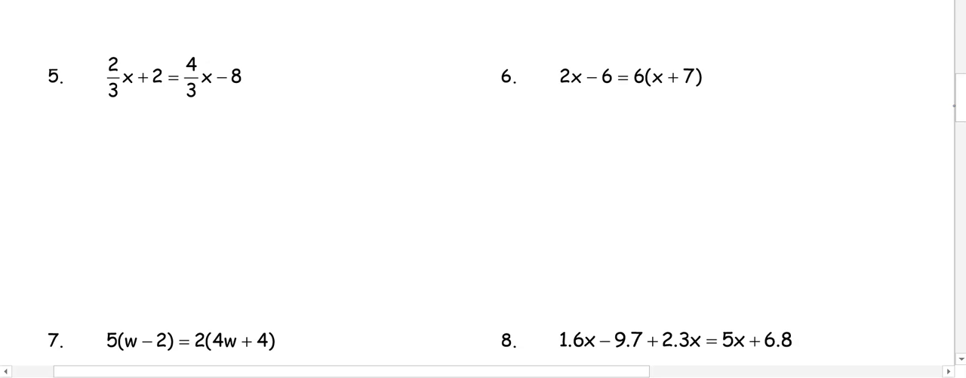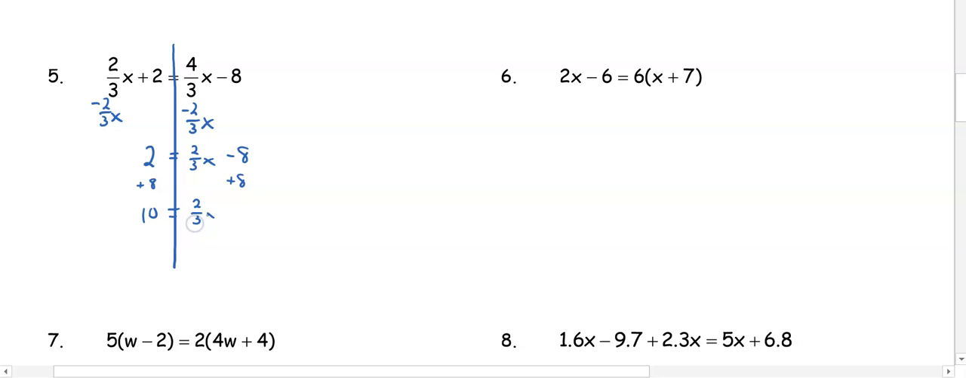In number 5, we have 2/3 x plus 2 equals 4/3 x minus 8. So our smaller fraction here is 2/3. So we're going to subtract 2/3 x. When you're subtracting fractions, look at the numerator because they have the same denominator. So 4 minus 2 is 2. So we have 2 equals 2/3 x minus 8. We can add 8 to both sides. 10 equals 2/3 x. So when we multiply by the reciprocal of 3 over 2, we get that x equals 15.